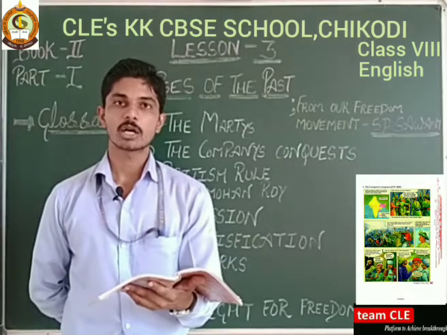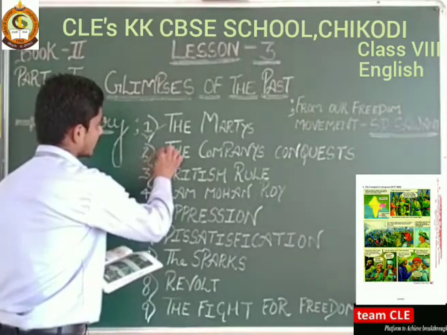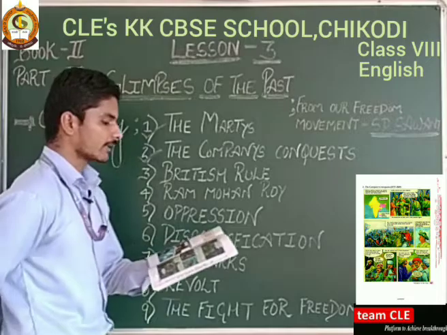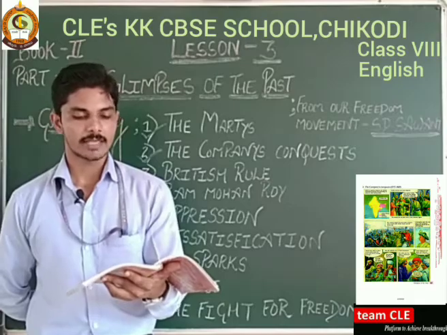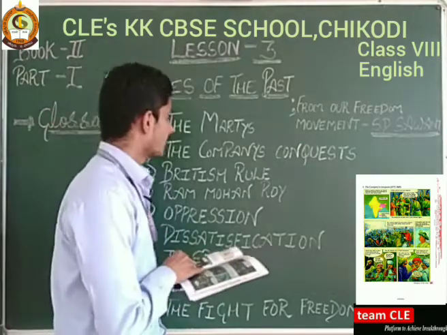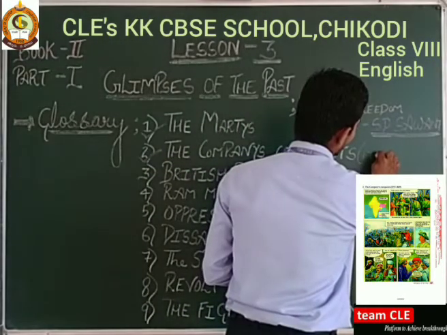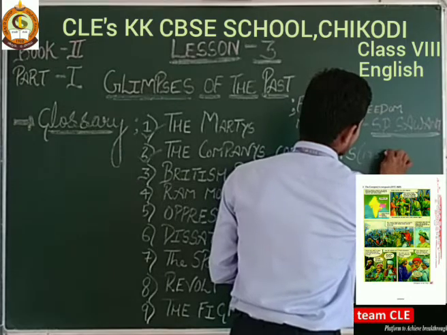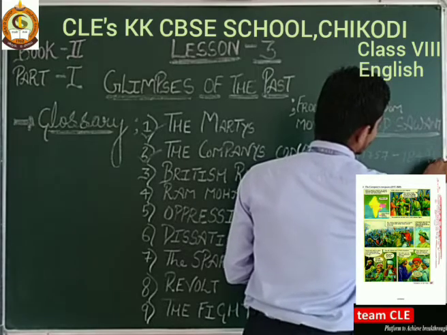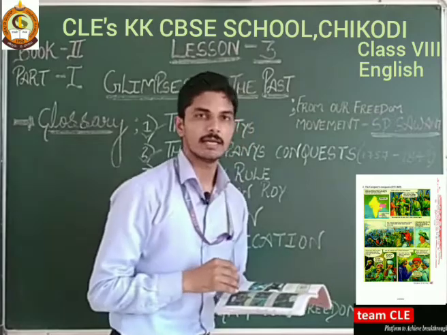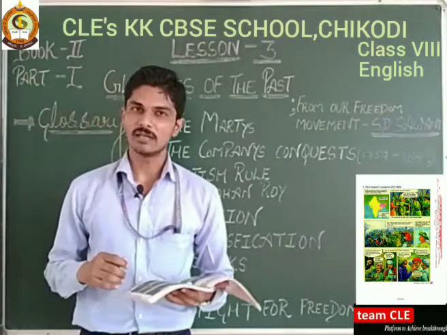The second one, the company's conquest. Now we are going to discuss briefly about the company's conquest, which took place between 1757 and 1849. So the era of the company's conquest is 1757 to 1849. So this era is called company conquest. Here the company came and they started investing in India for the sake of getting power over Indian people.